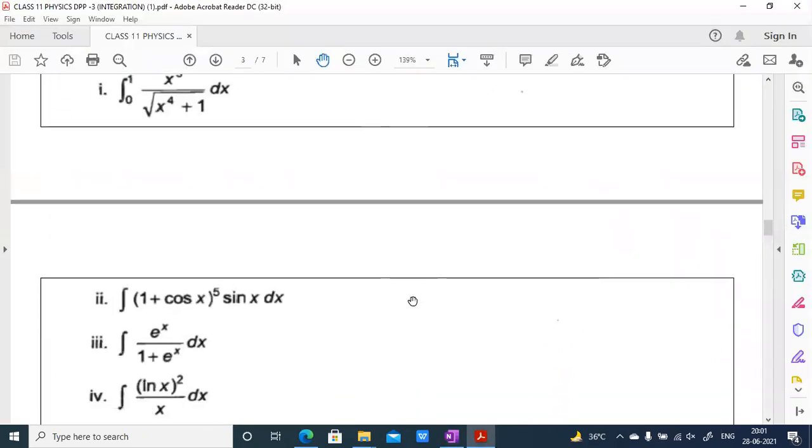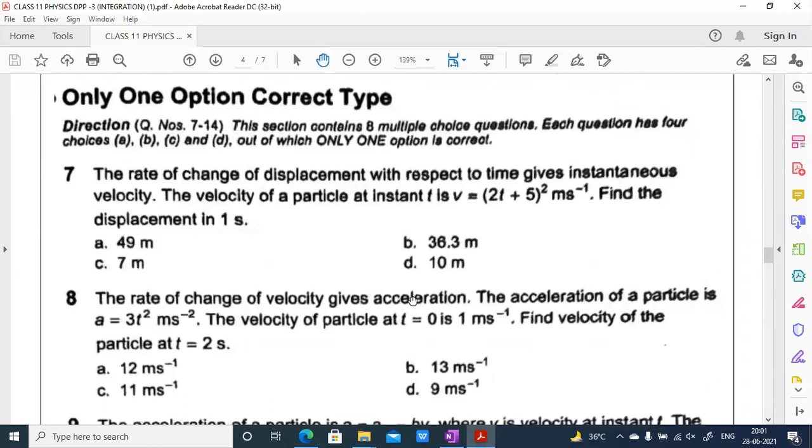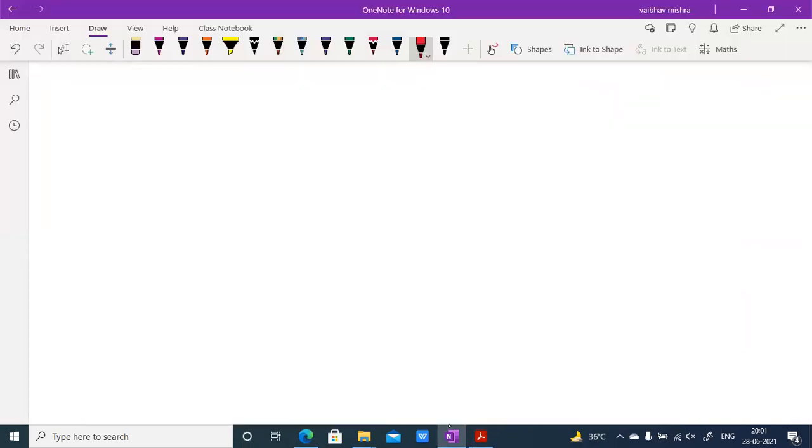Let's do the questions from physics. Question number 7. The rate of change of displacement with respect to time gives infinite velocity. Velocity is given like this. Find the displacement in 1 second. So if velocity is given and we have to calculate displacement, we have now come back to kinematics.